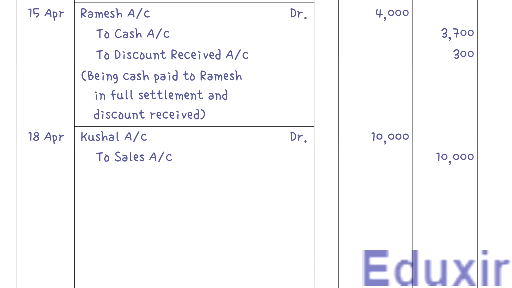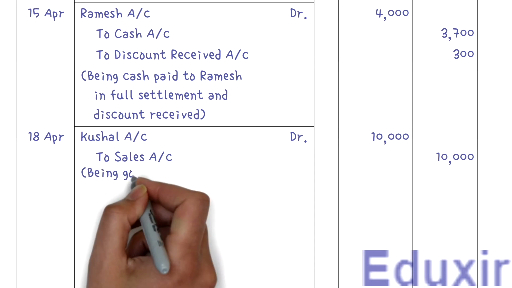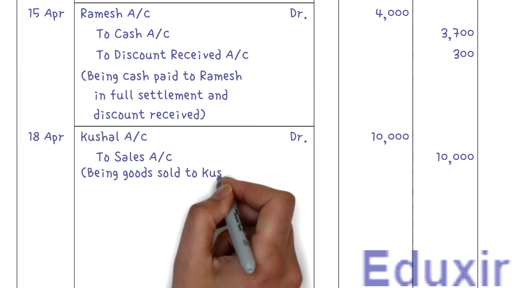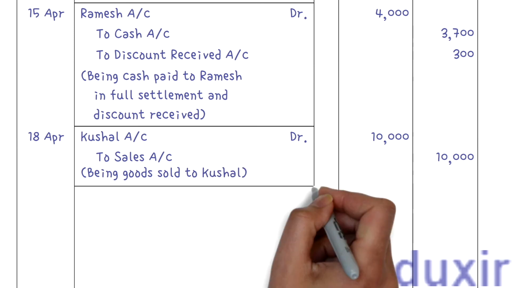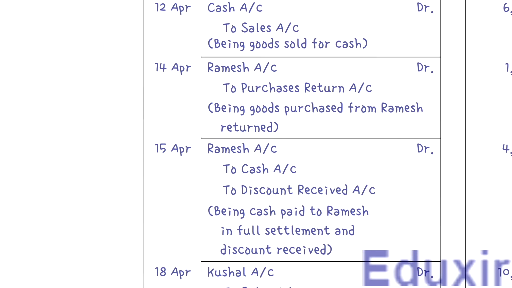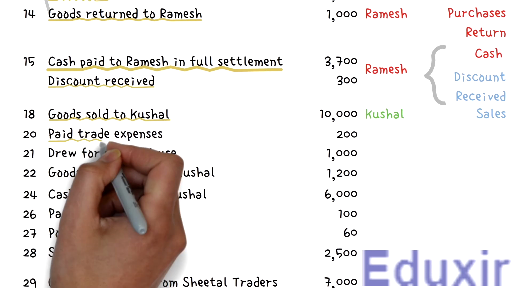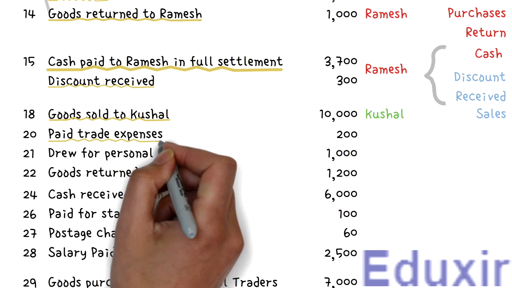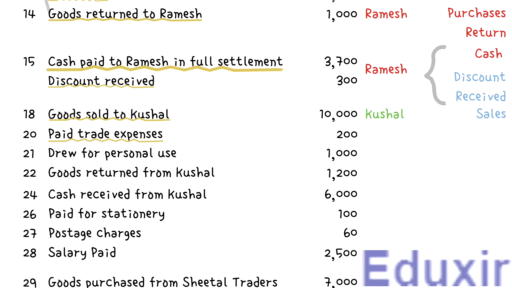Let us now record the narration or description of this transaction, that is, being goods sold to Kushal. Let us now draw a line to mark the completion of journalizing of this transaction. With that, we have completed the journalizing of this transaction. Let us now take up the next transaction. In this transaction, the business has incurred trade expenses worth 200 rupees. As you know, unless otherwise specified, all the payments for expenses are usually considered to be done in cash. So this transaction can be restated as trade expenses paid in cash.